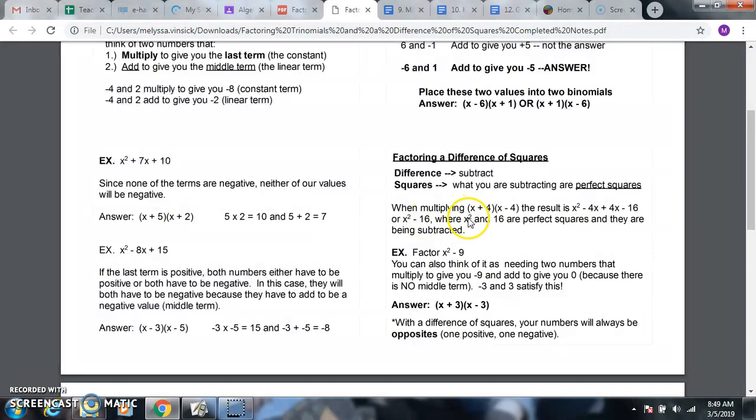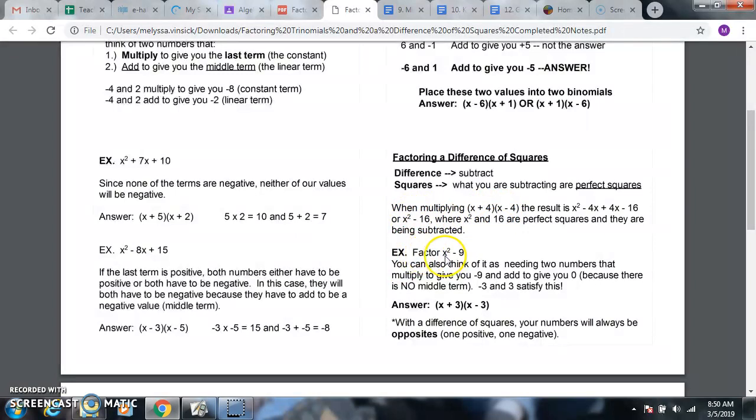x squared is a perfect square, 16 is a perfect square. So this is actually your difference, because of the subtraction, of perfect squares. So that's what we're going to be doing here, working backwards from these answers to figure out what were the two binomials that we started with.